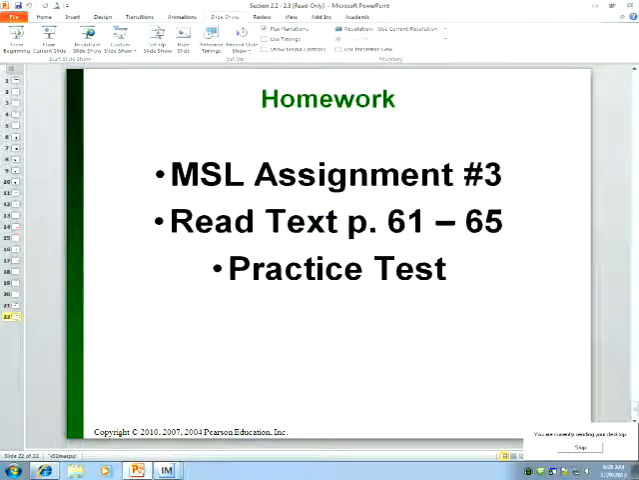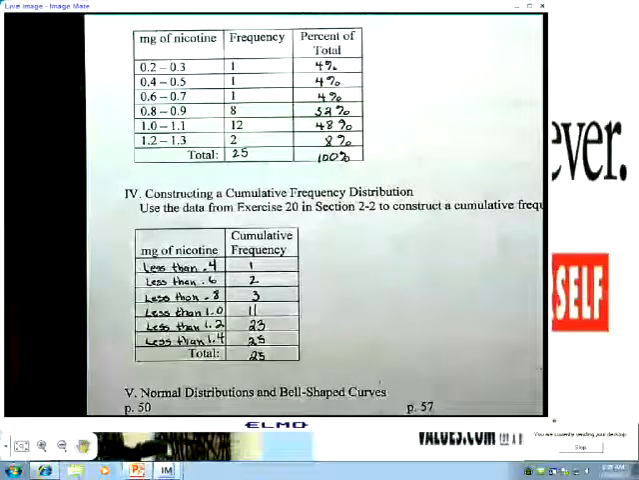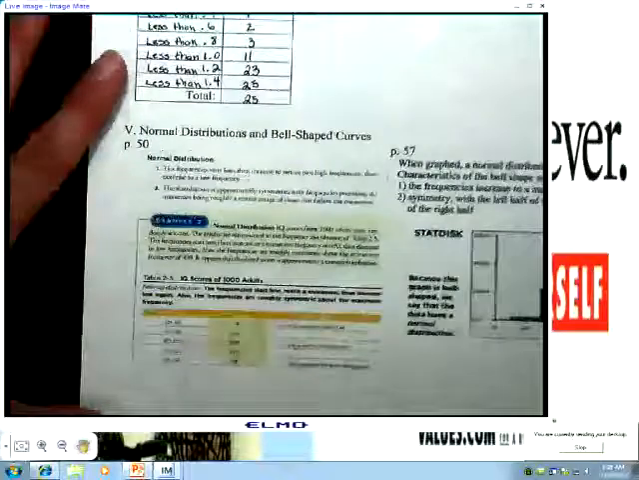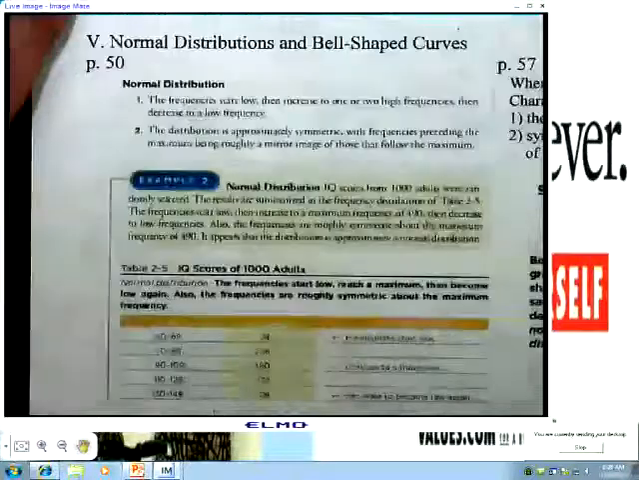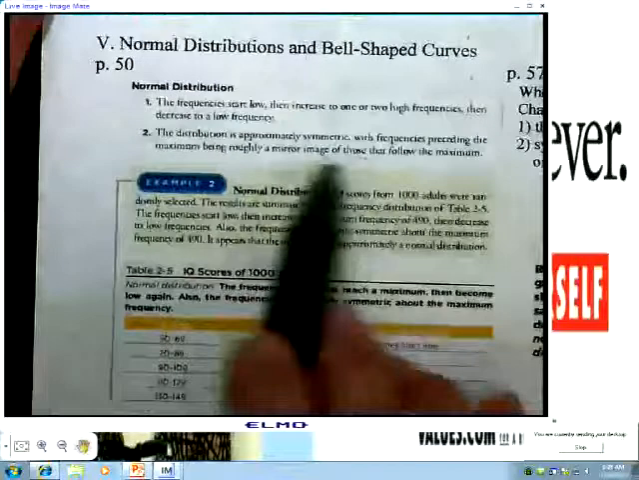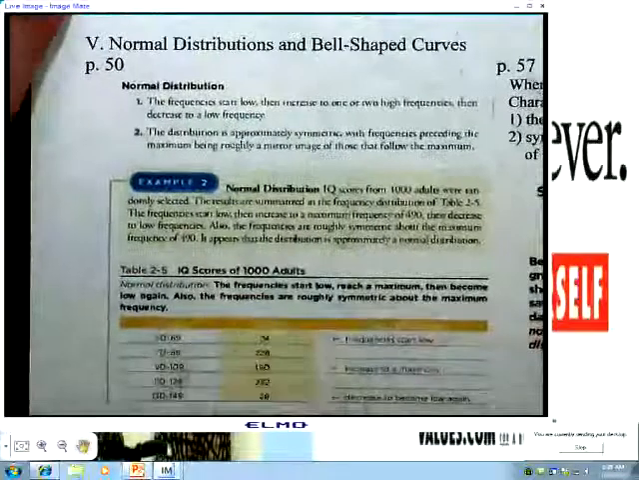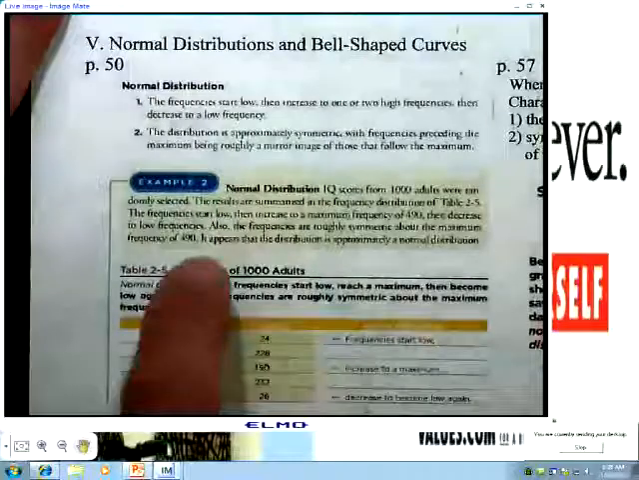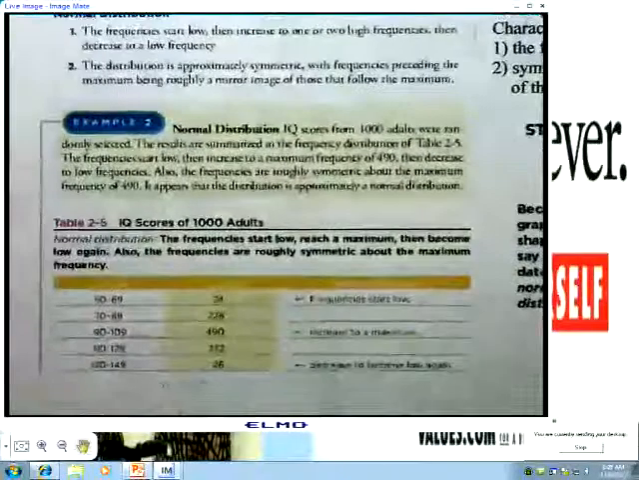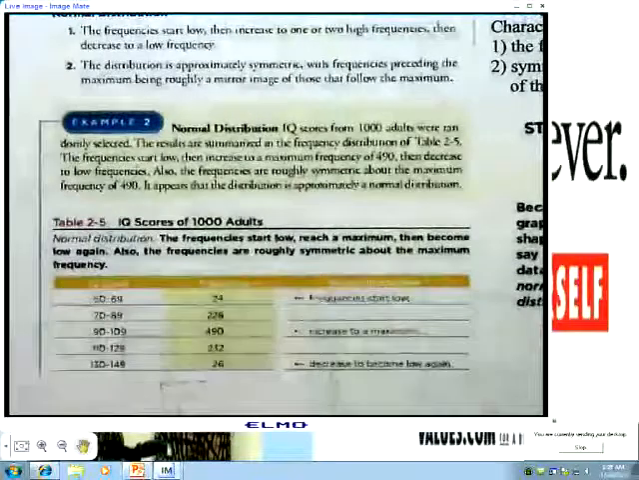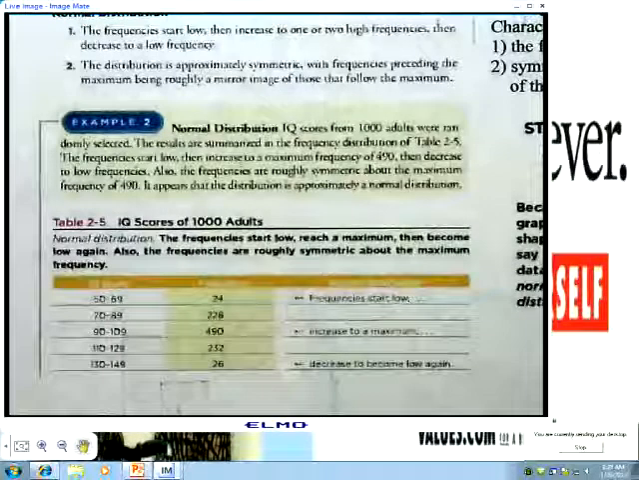Now, I think there's one other graph that I put on the handout. Not graph, but a frequency distribution. And I put a couple notes here about the normal distribution, the ones I've already mentioned. This table 2.5 in example 2 gives a frequency distribution for IQ scores. IQ scores are normally distributed.